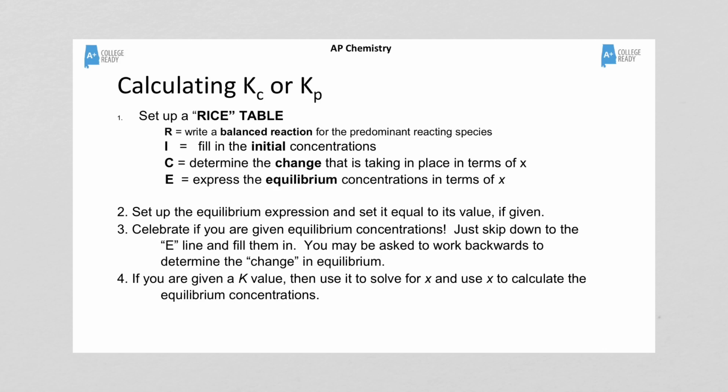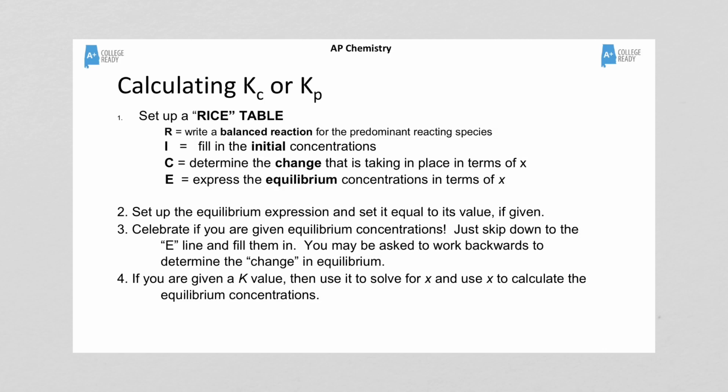So how do we calculate Kc or Kp? Well, this is when we learned about setting up a RICE table, or some people call it an ICE table. I like RICE just because you do need the reaction written there, and then the other letters ICE stand for initial, change, equilibrium. So it's just a really convenient way to keep up with a lot of information in a very organized format, and it kind of helps us see what we have and what we're missing, what kind of math we'll need to do.